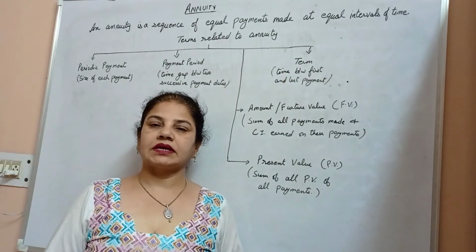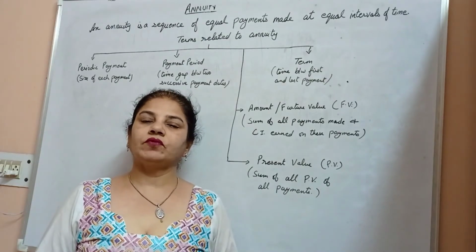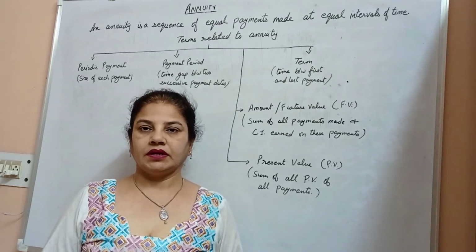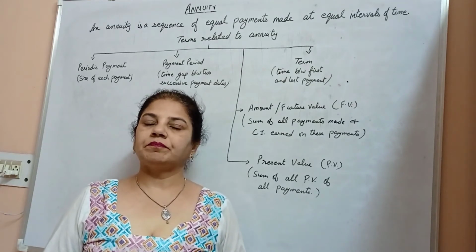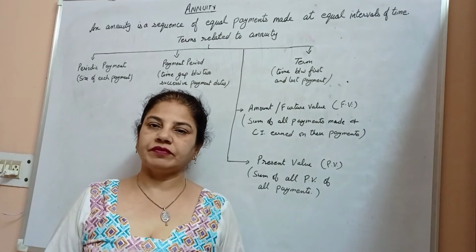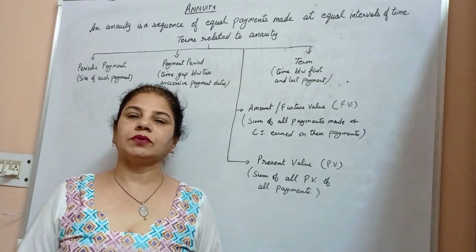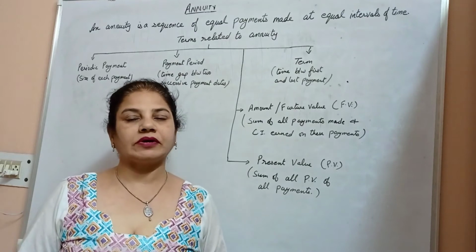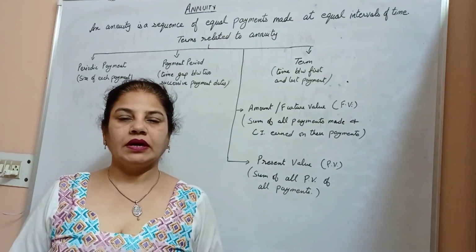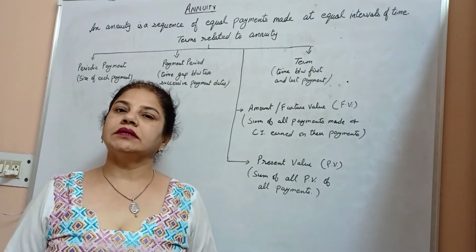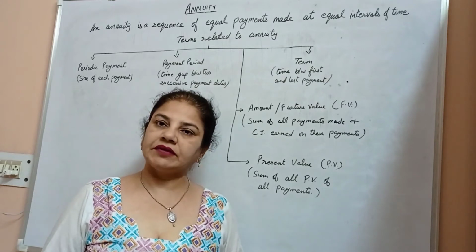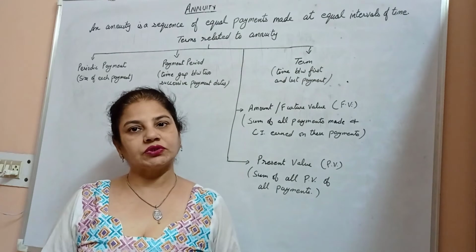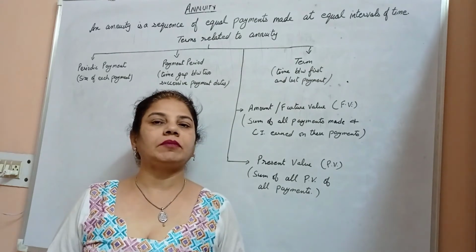Applied Mathematics Class 11, Chapter 14, Compound Interest and Annuity. On compound interest, I've already made 2 videos where I've explained how the interest is calculated when it is compounded annually, semi-annually, and quarterly. In another video, I've explained the effective rate of interest, nominal rate of interest, and equal installments. Do watch those videos. Today, we are going to study the annuity.